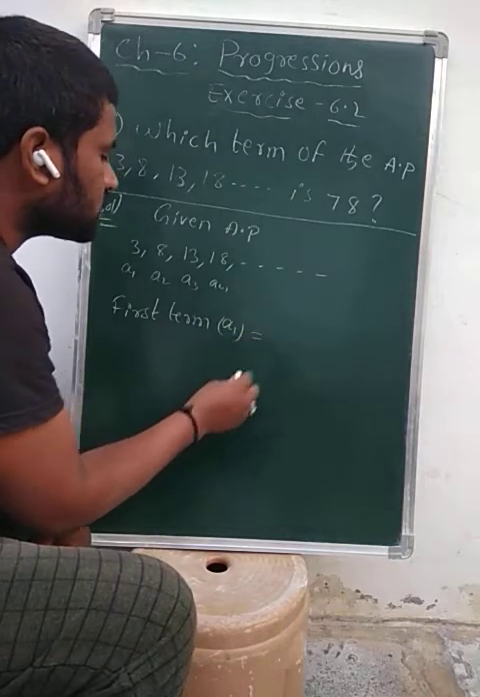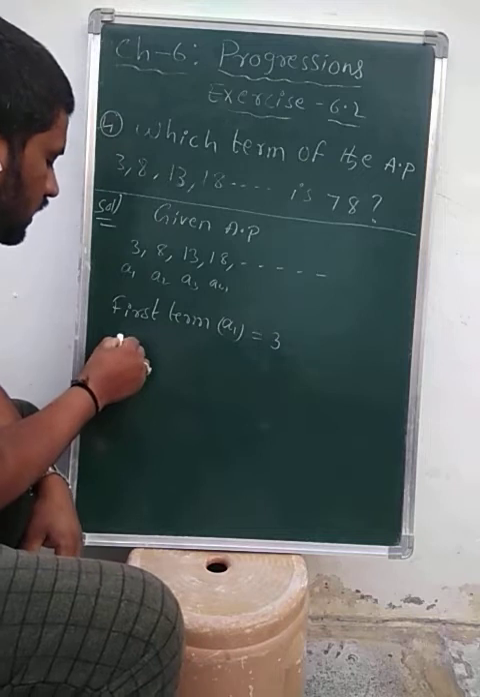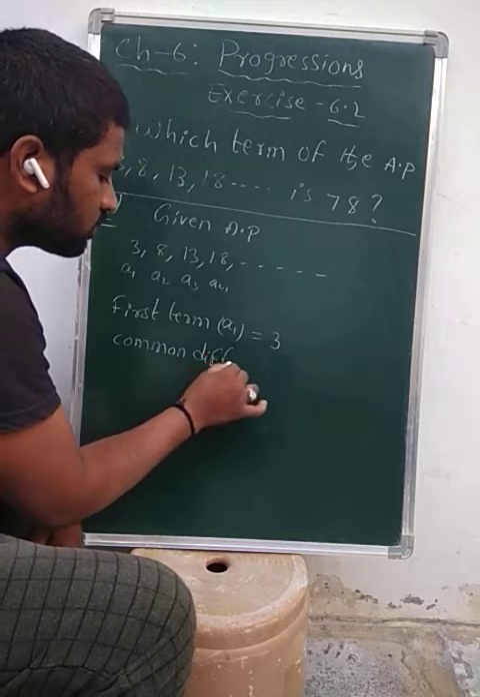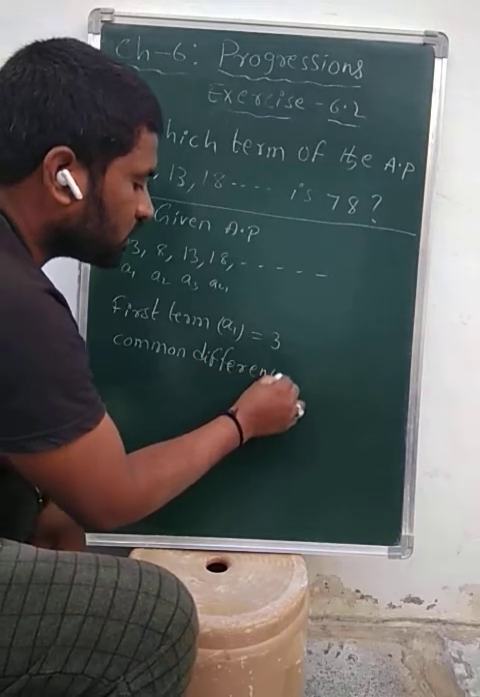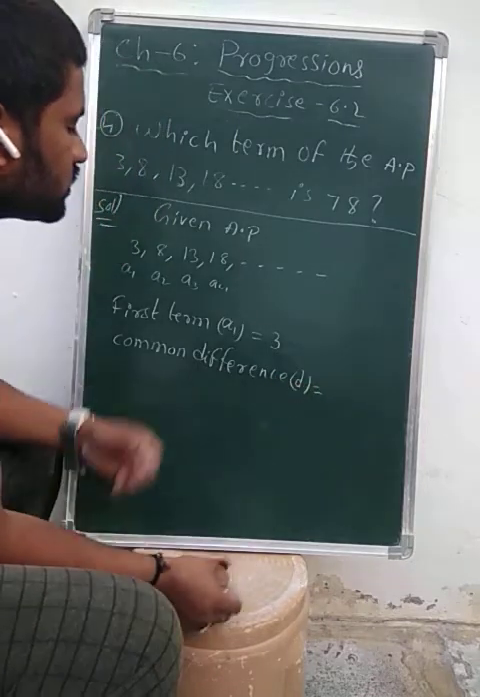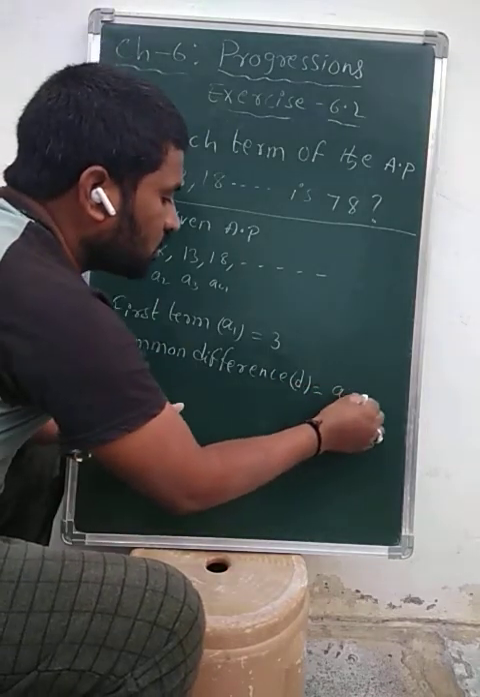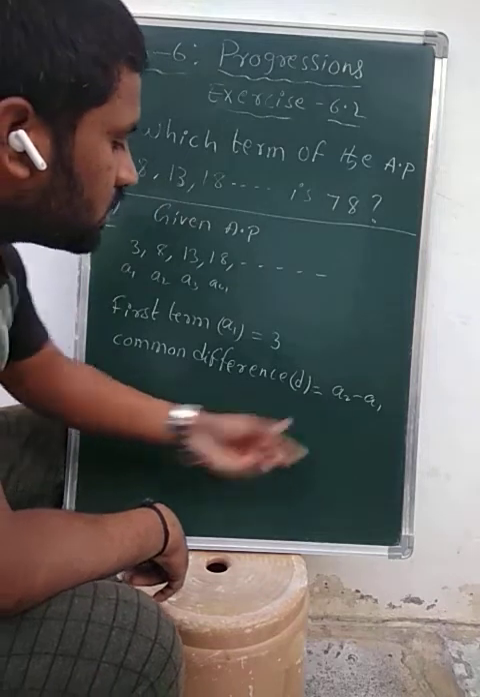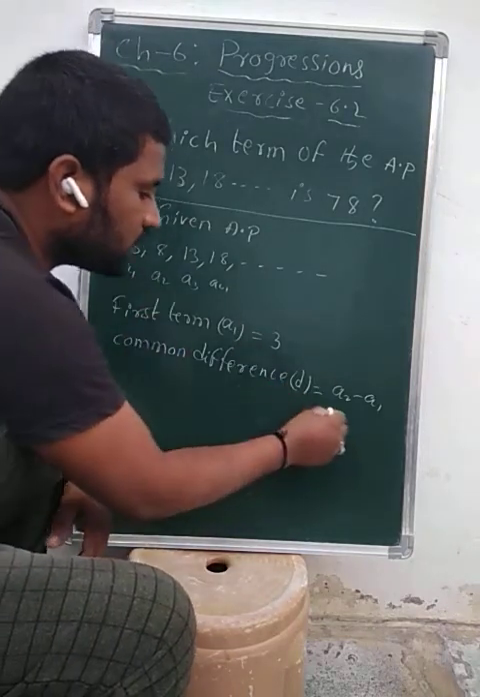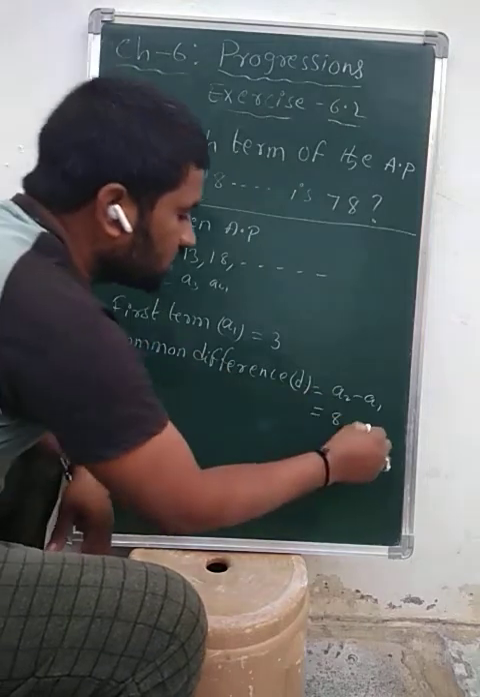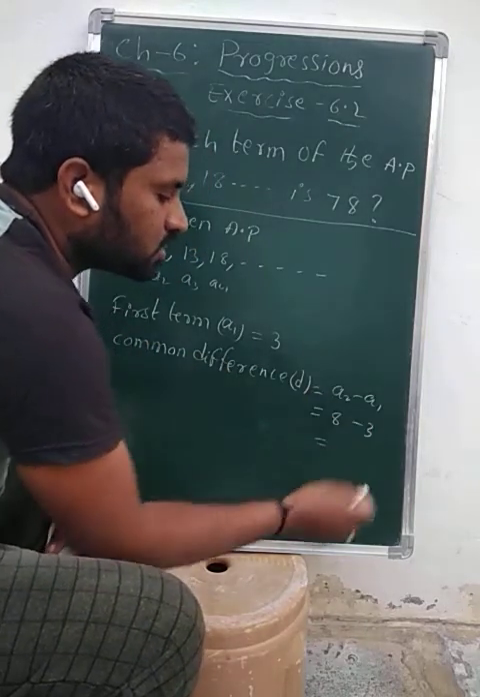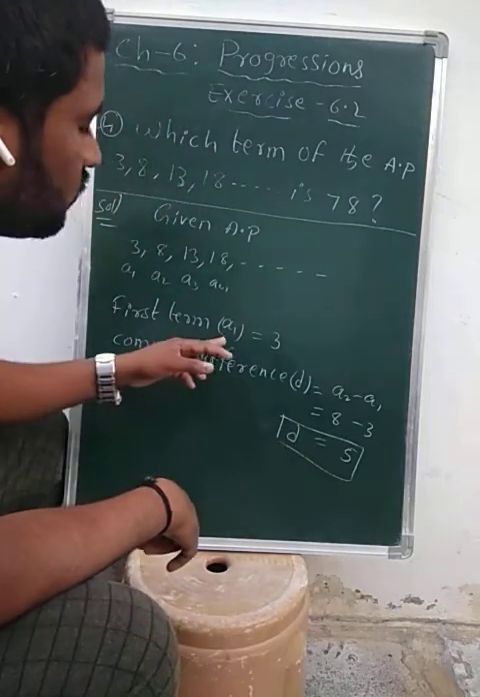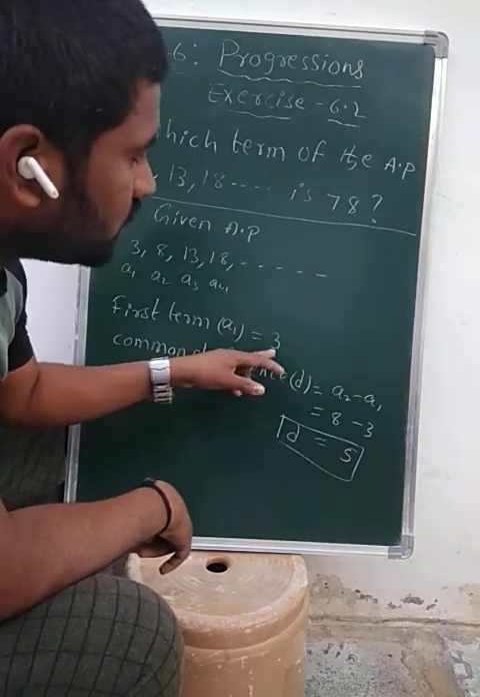The first term a1 is equal to 3. And what is the common difference? The common difference d is equal to a2 minus a1. The series is already given in AP, so it is enough. a2 is 8 minus a1 which is 3. So 8 minus 3 is equal to 5. So the common difference d is equal to 5 and the first term a or a1 is equal to 3.